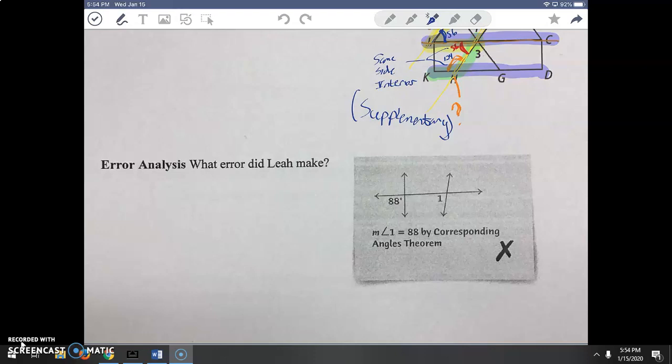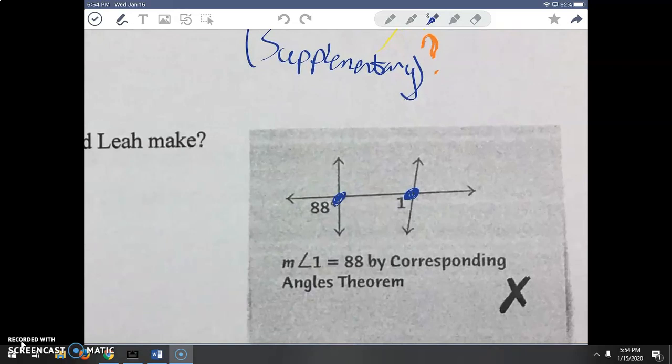So we have what we call corresponding angles. Remember, we talked about corresponding angles being the same spot but at different intersections. So these are our two intersections. In the bottom left-hand side, we have the 88. In the bottom left-hand side, we also have a 1. So based on what we were talking about before, those would be corresponding angles. Corresponding angles are congruent.